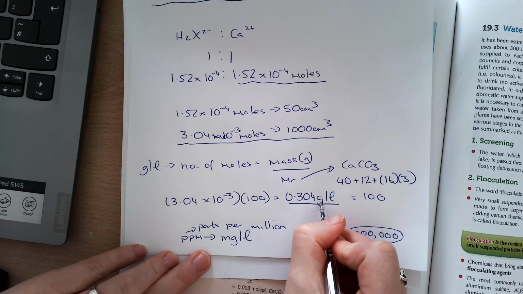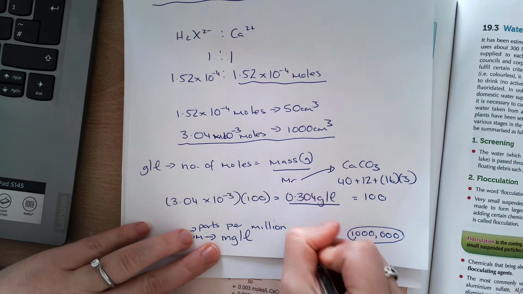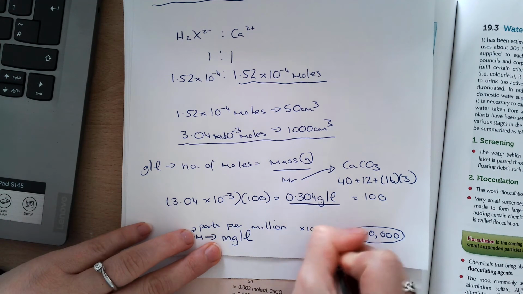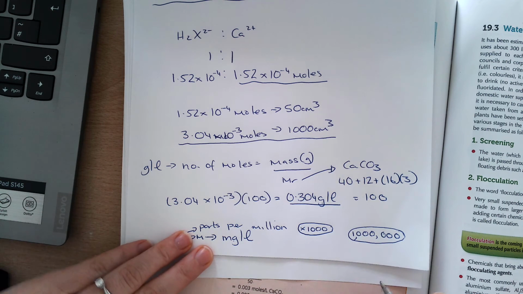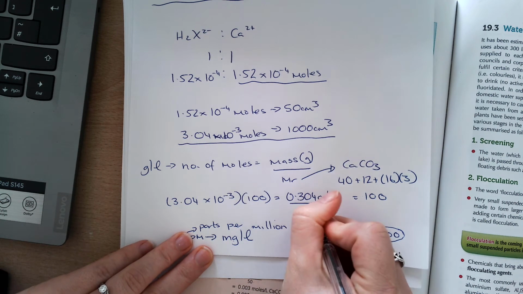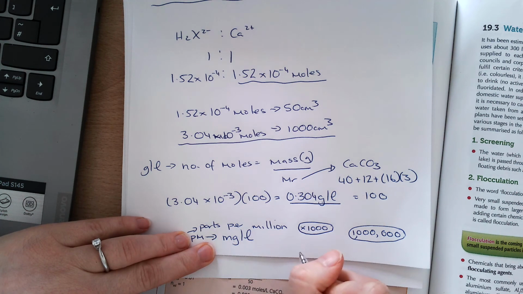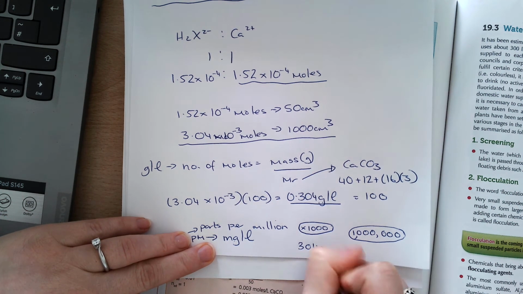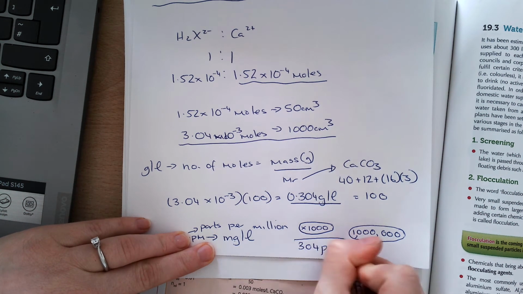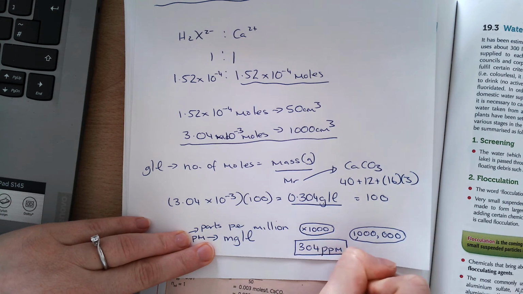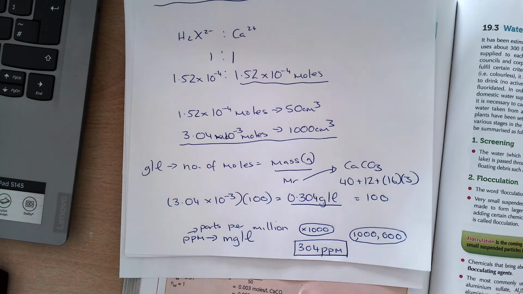So I have this in grams, I need it in milligrams, and there's 1,000 milligrams in a gram. So to find it in ppm, I simply multiply my answer by 1,000, and that gives me 304 ppm. So for this, you will always really be finding any of these concentrations in ppm.